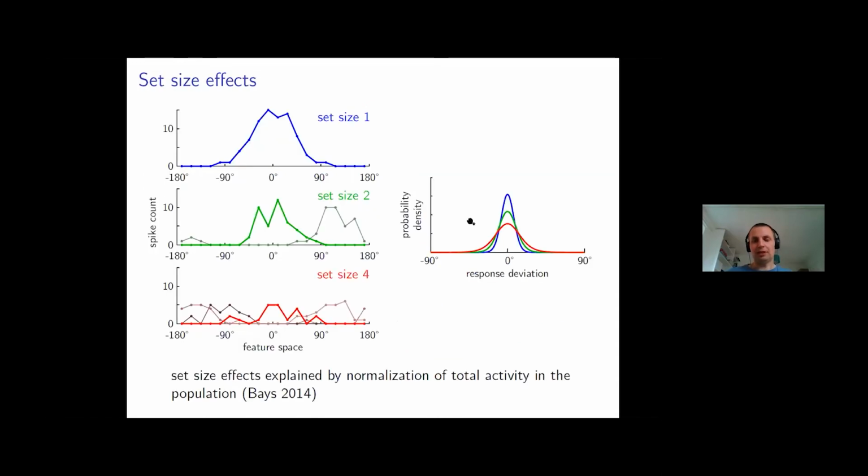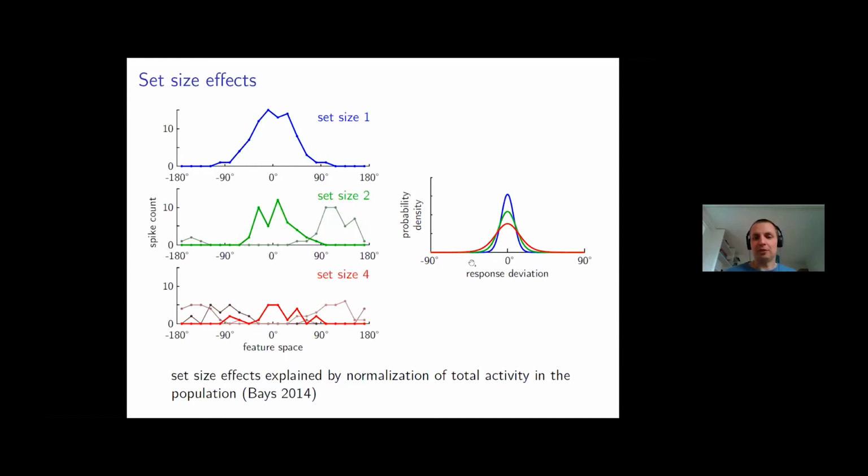This model also can account very nicely for the set size effects that I talked about in the very beginning, based simply on the assumption that total activity in the population is normalized. If you have multiple items to memorize, then it's distributed among these items. So each item, for example, at a set size 2, will on average only produce half the number of spikes in the population as the item would produce if it was in memory by itself. And again, you can perform this decoding for these different mean numbers of spikes for each item.